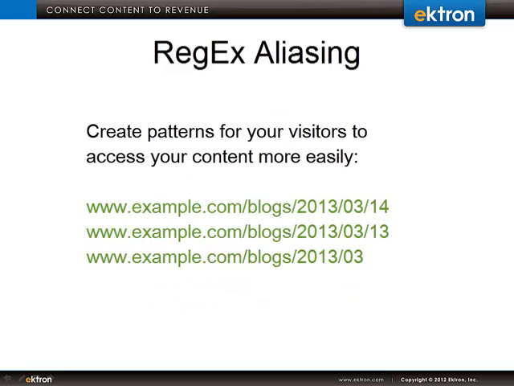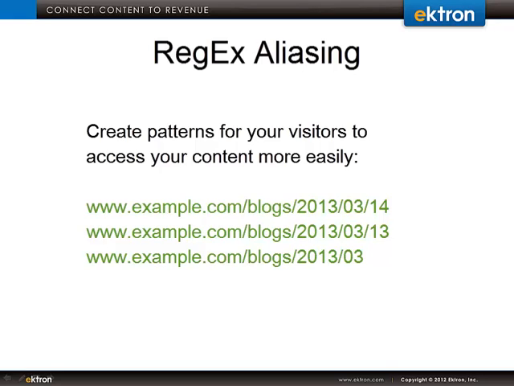Regular expression aliases, also known as RegEx Aliases, let you create a pattern in your URLs so that your site visitors can deduce and modify the pattern to find more information. For example, you can have a blog post with the regex URL blog/2013/03/14. You can guess from the URL that you could see a blog post from the previous day by typing blog/2013/03/13.